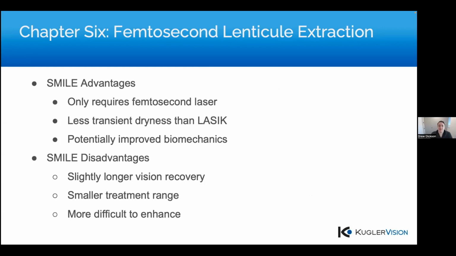Some of the advantages to SMILE compared to other laser vision correction would be that it only requires a femtosecond laser, so you don't need a femtosecond laser and an excimer laser to do this. There's less transient dryness than LASIK because you're not making a circumferential flap and severing all those corneal nerves. With SMILE, you're just making a small incision, and it varies where you're at. In the United States, we have to use about a 4 millimeter incision. Other places they can use smaller ones, but that's one advantage.